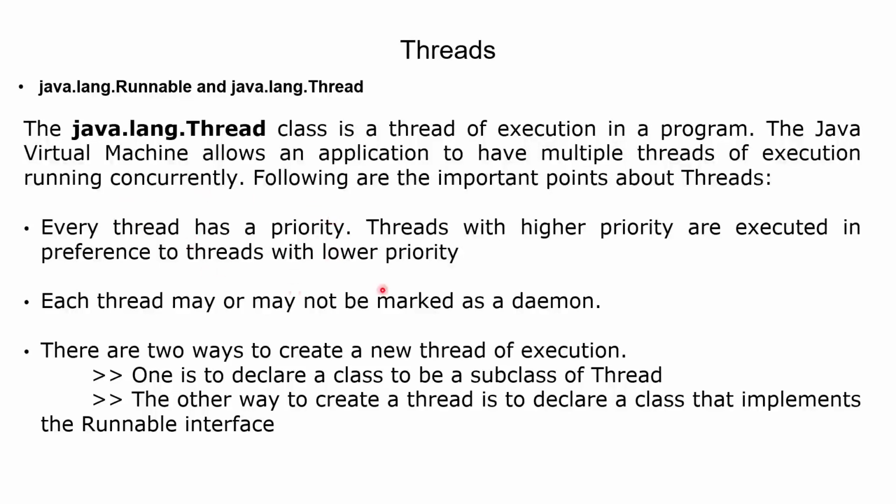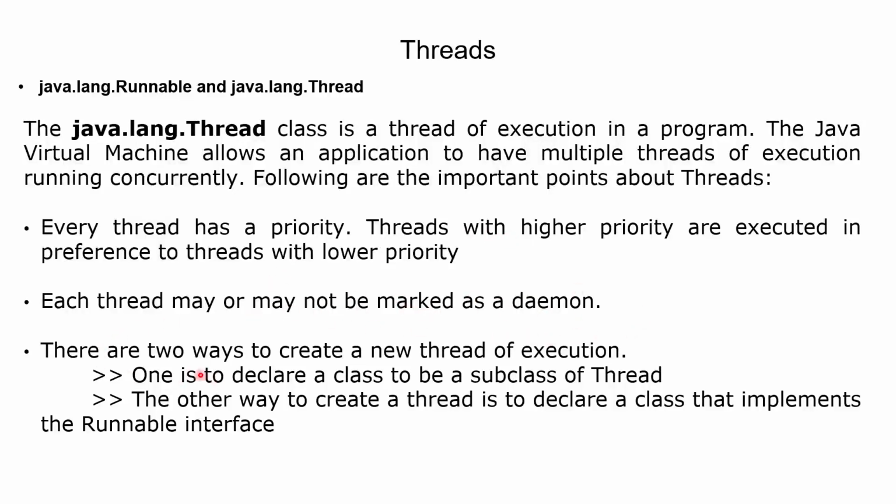Every thread has a priority, so the operating system will prioritize each of these threads. Threads with higher priorities are executed in preference to threads with lower priority. In other words, the higher priority threads will execute first, lower priority threads will wait. There have been examples of threads that were so low priority that they were never selected for execution. Each thread may or may not be marked as a daemon.